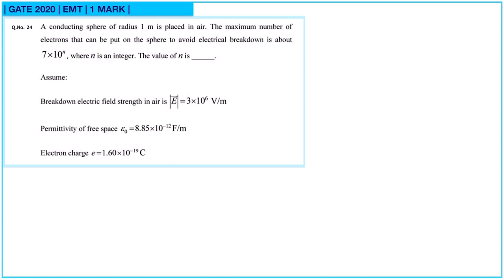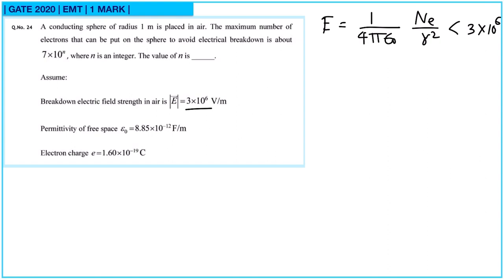The maximum number of electrons that can be put on the sphere to avoid electrical breakdown is about 7 into 10 raised to n, where n is the integer. The value of n is. Now E is equal to 1 upon 4 pi epsilon naught into Ne by r square, and this has to be less than this breakdown voltage, so 3 into 10 raised to 6.